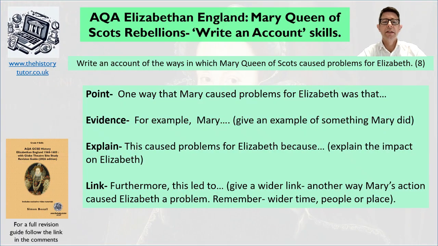So we want to say a point, evidence, explain, answer. So we want to repeat the question back, open up an argument. So one way that Mary caused problems for Elizabeth was that she caused a religious problem. She introduced rebellions and split the nation. Okay, so giving an idea. Then support that with an action of Mary's, something she did or others did to support her. Then explain how this caused problems for Elizabeth. Explain the impact. If you can think of it, then do a furthermore and try and give a wider link to this, how it led to other ideas, this argument you're setting up.